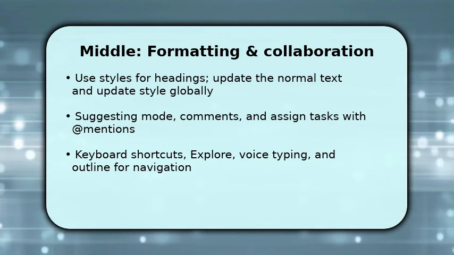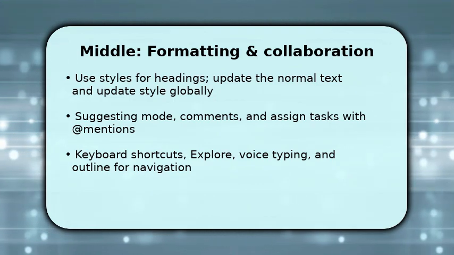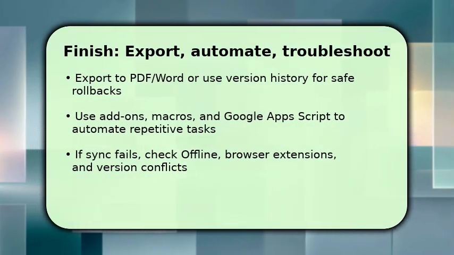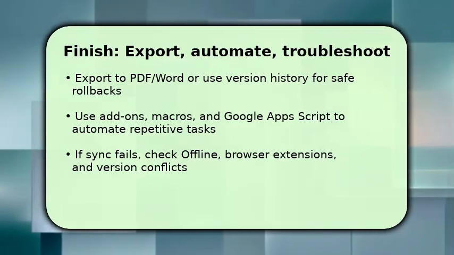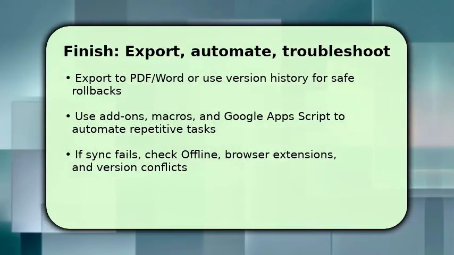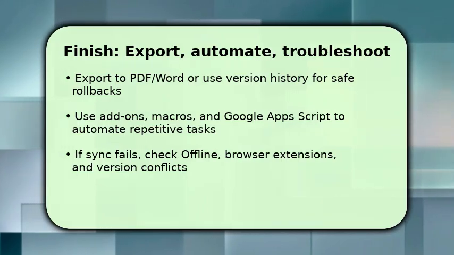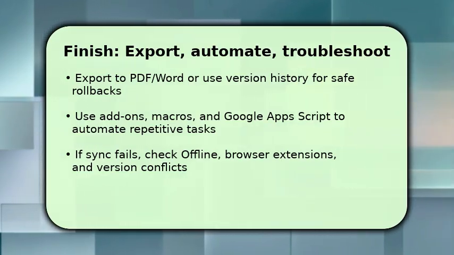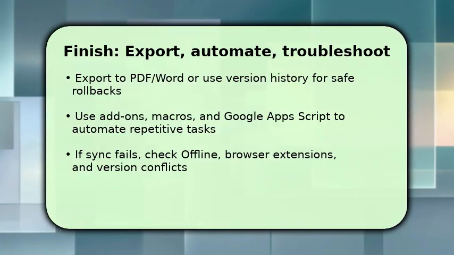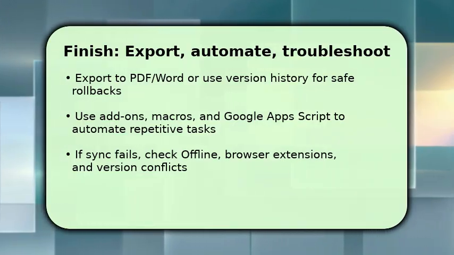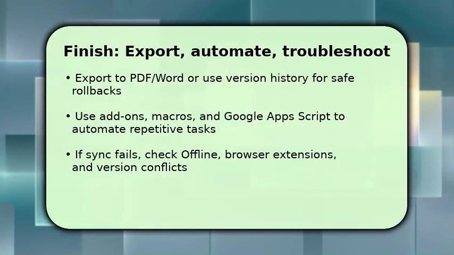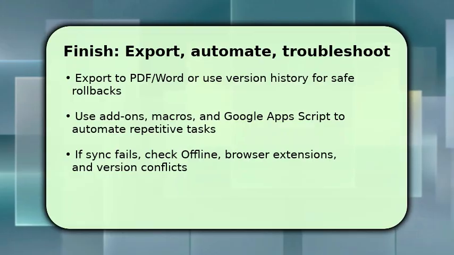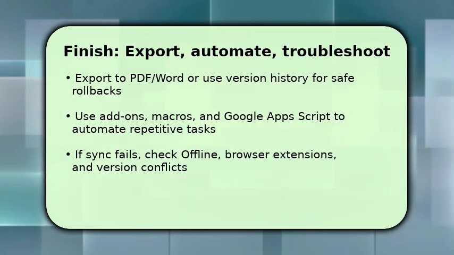You wrap up by preparing the document for sharing and future edits. Export as PDF or Word for external recipients, and label a stable version using version history so you can roll back if needed. Automate repetitive tasks with add-ons or a small Apps Script macro to insert headers, tables, or standardized text. If something goes wrong, like sync issues, check offline settings, disable conflicting browser extensions, and restore a prior version. This fixes most problems.